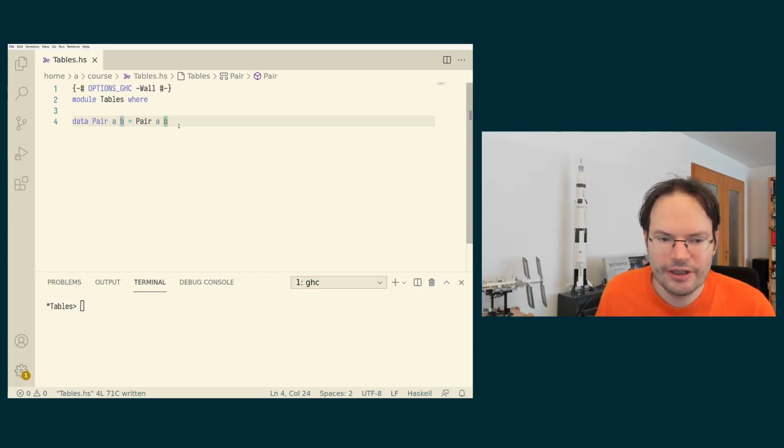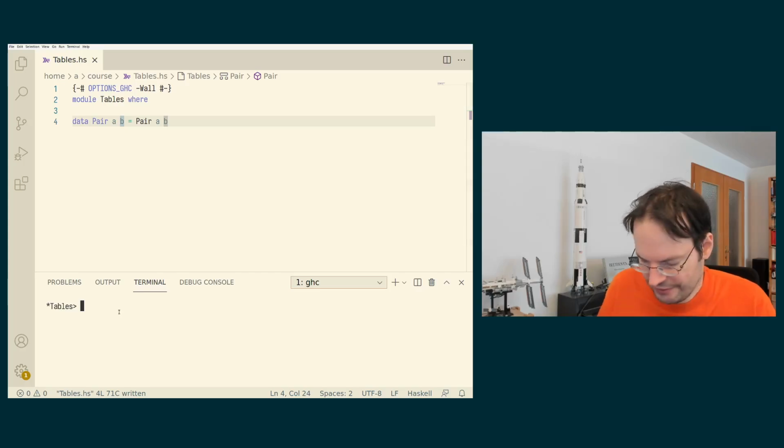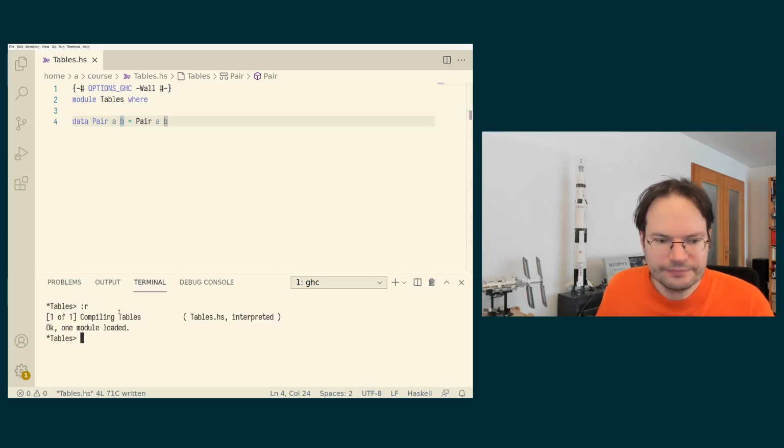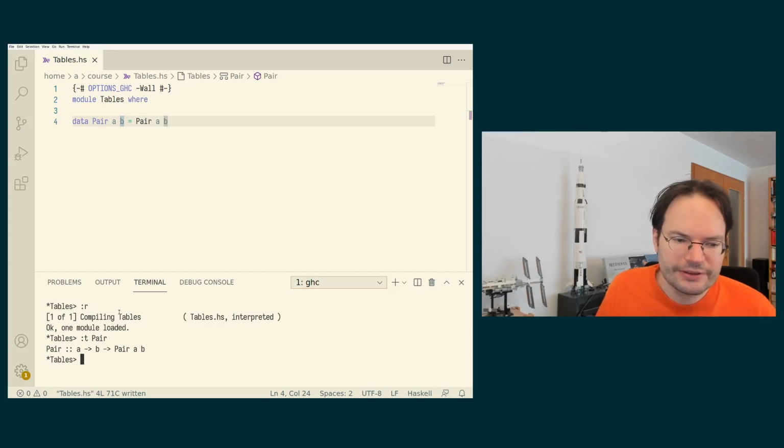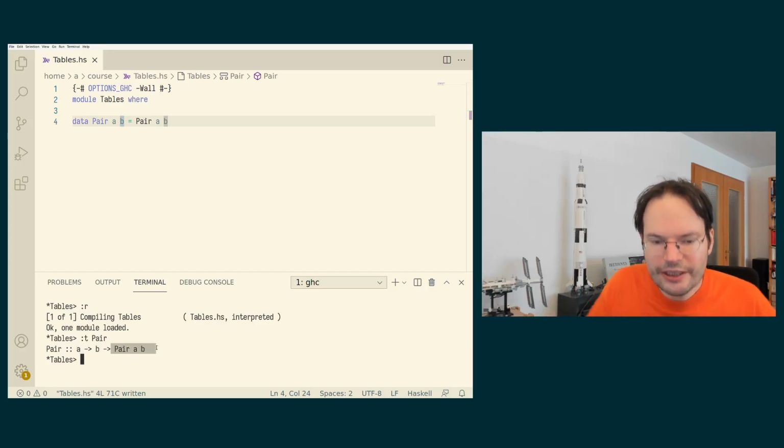What this definition now means is that we can form a pair by applying the pair constructor. So if I ask what is the type of the pair constructor, it takes an A and it takes a B and it collects them into a pair. I can do this with arbitrary things. So I can take the character X and the Boolean true and form a pair out of them.